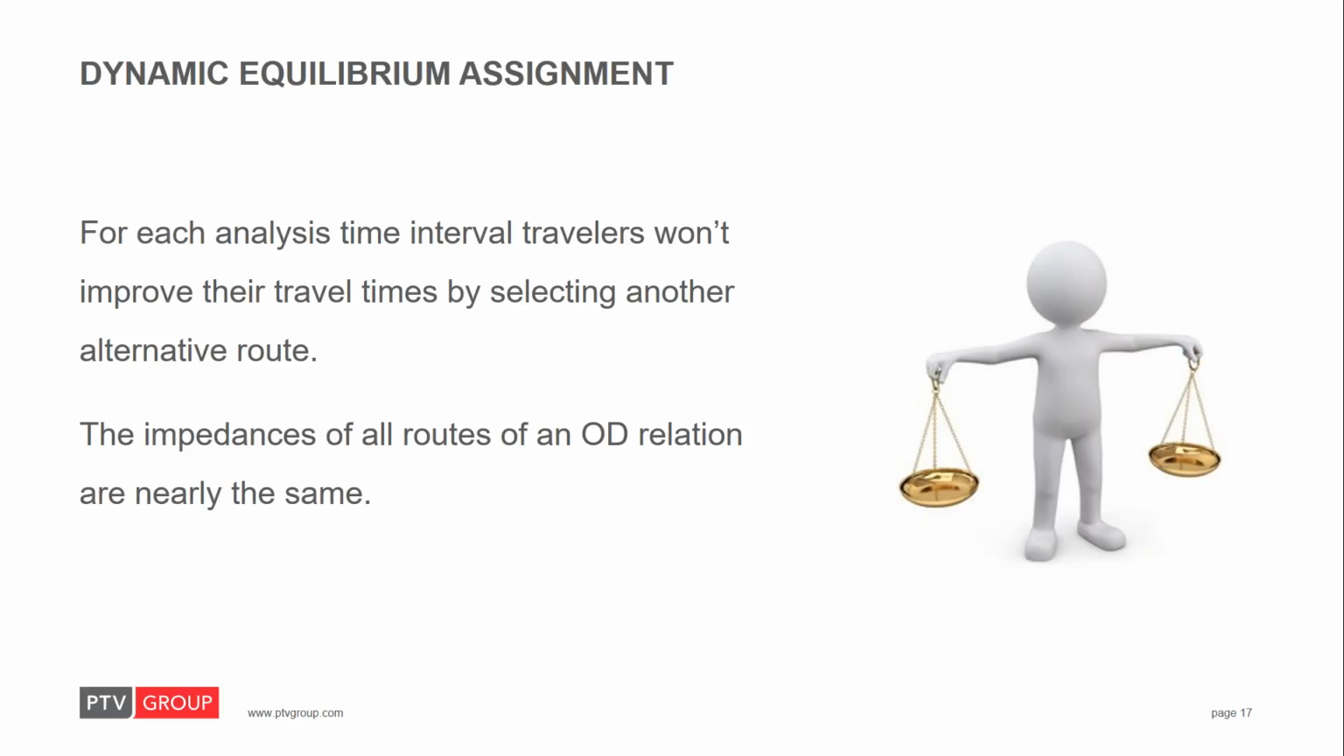So the simulation-based assignment is an equilibrium assignment, and as for static assignments, this means a traveler won't be able to improve his travel time by changing route. But here the condition applies per time interval. So to put that in other words, vehicles departing at the same time between the same OD pair but taking different routes must have the same experienced travel time. The impedances of all routes of an OD relation are basically nearly the same.